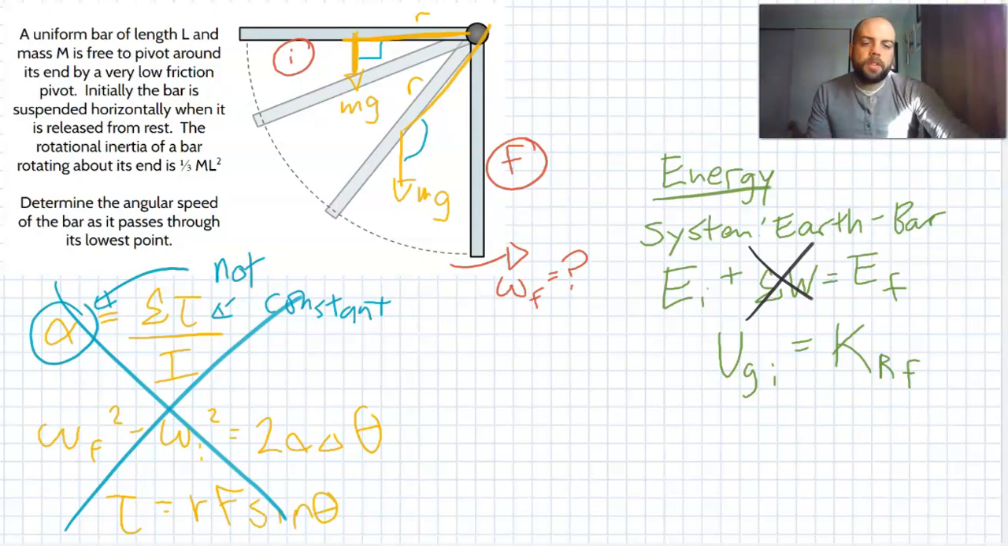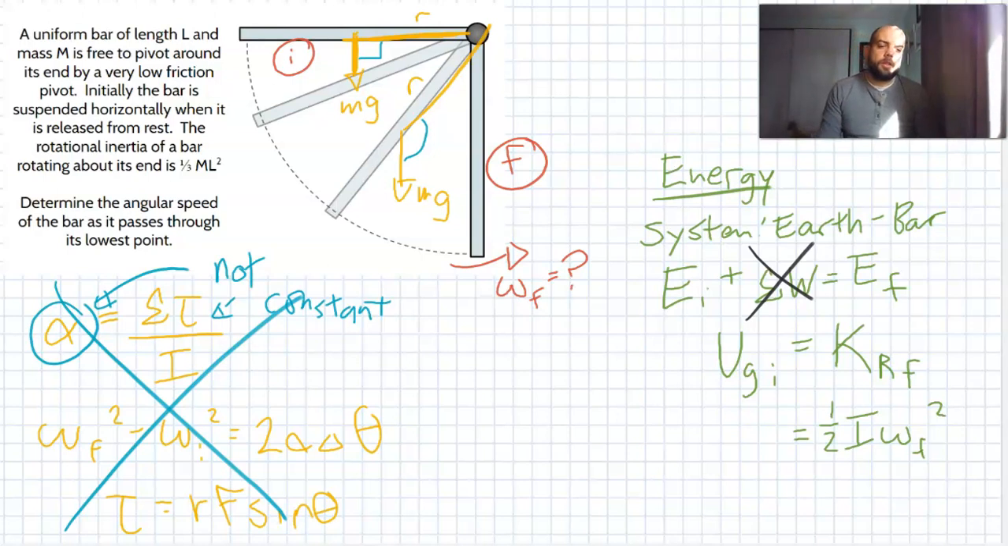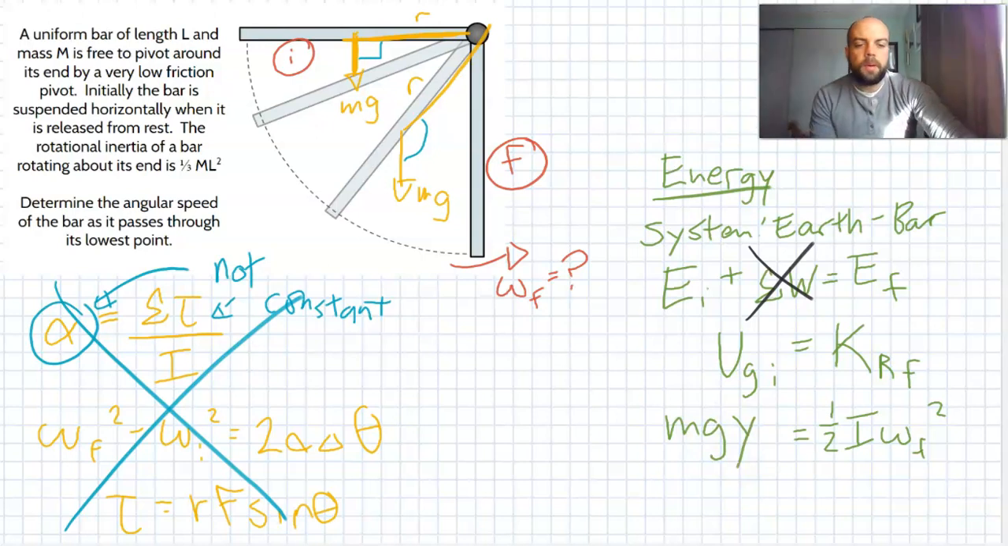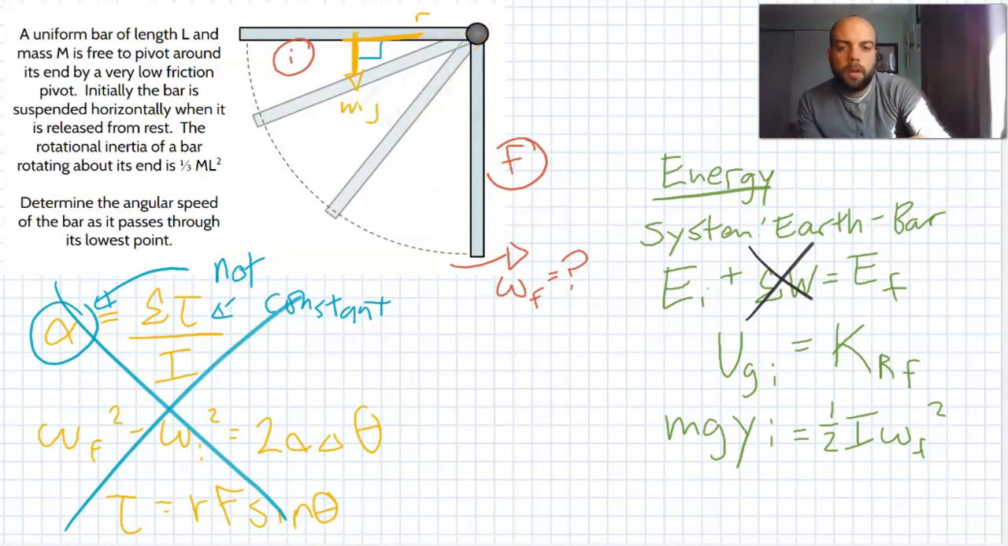So now we know that we're talking about rotational kinetic energy, which will be 1/2 I omega final squared. Now a question of gravitational potential energy. Well, it's just the same gravitational potential energy we've always talked about, mgy. We need to determine a place where y equals 0, just like we do for any energy problem where we're using the conservation of energy. We need to define a reference point. And right here, we're going to define it as this point.